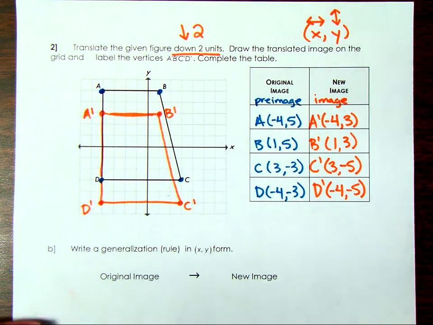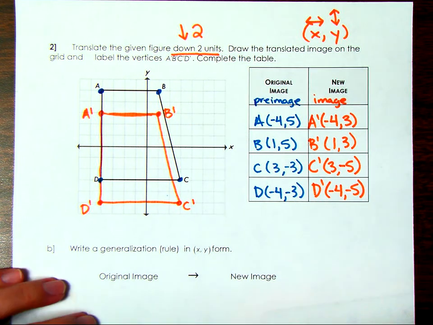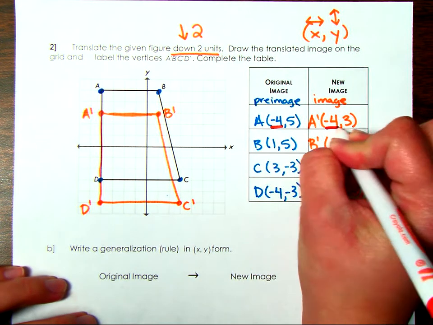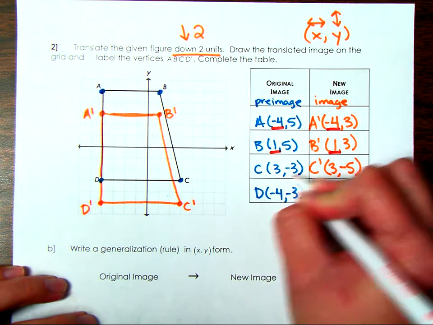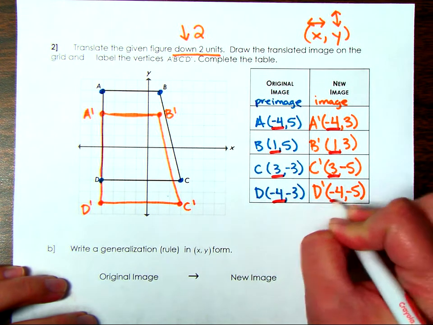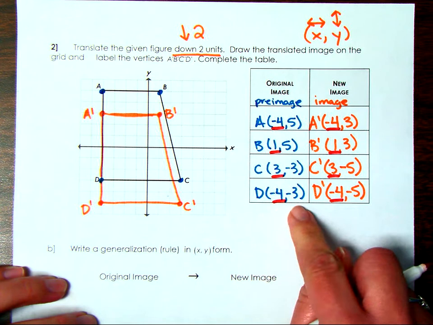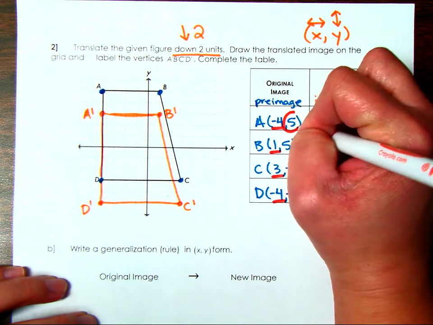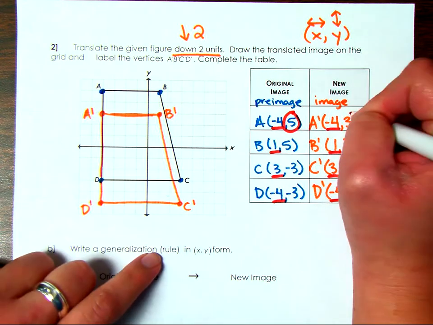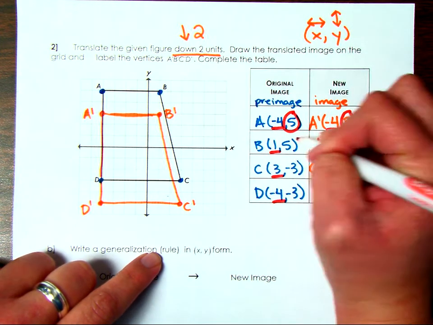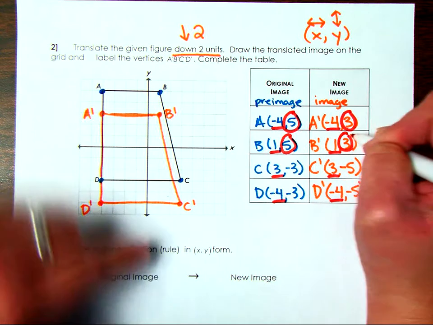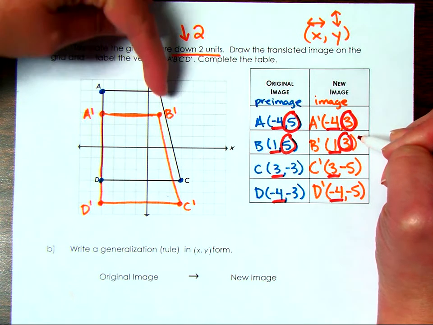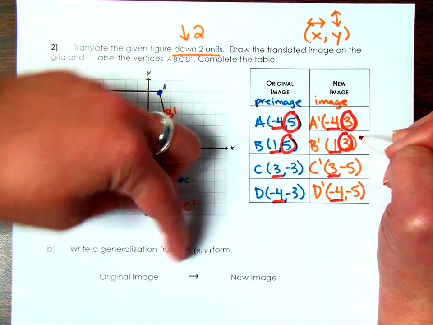So let's see what happens here. All right. It says, write a generalization rule in the form. Well, think about it. -4, -4, 1, 1, 3, 3, -4, -4. It makes sense that the X's changed because we were only moving down. We weren't moving left or right. Well, 5 minus 2 is 3. And anytime we're going down, that represents -2.